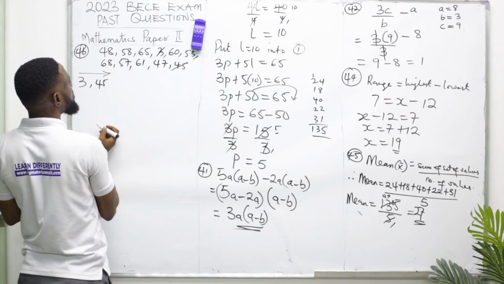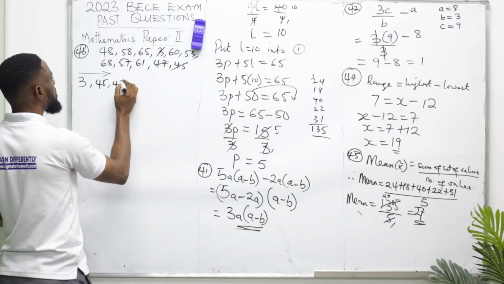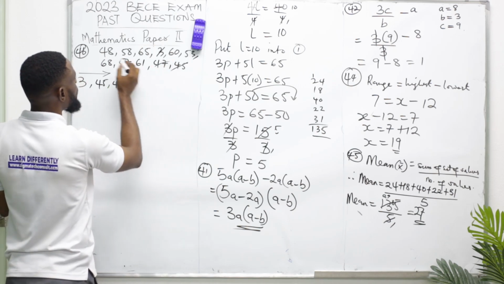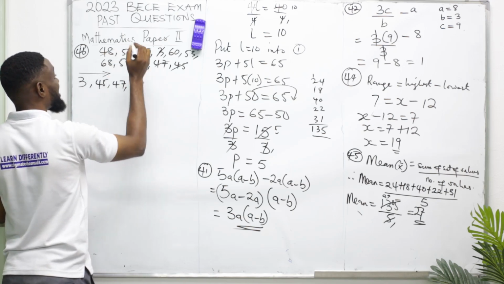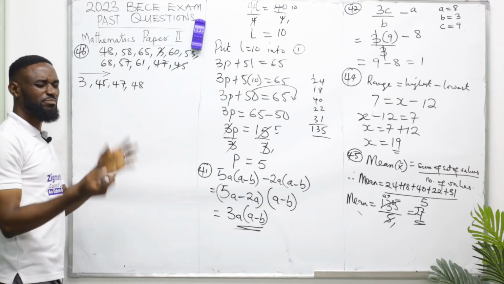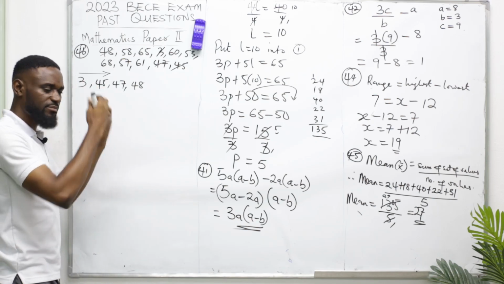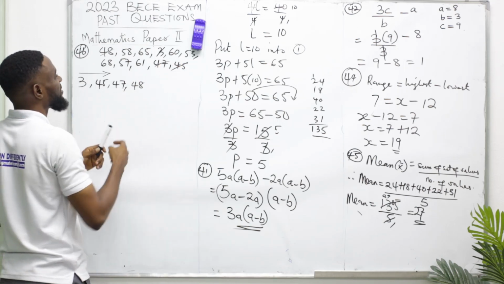The next one is 47, right? We are going up. So we bring 47. After 47, we have 48, right? So 48. Each of them, as I put them, I strike them off so that I won't repeat them again. I won't be confused seeing them there. Once I see that they are struck off, I'll know that I don't have any business with them.